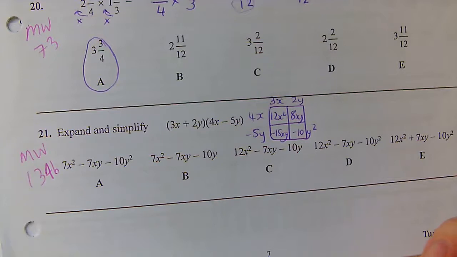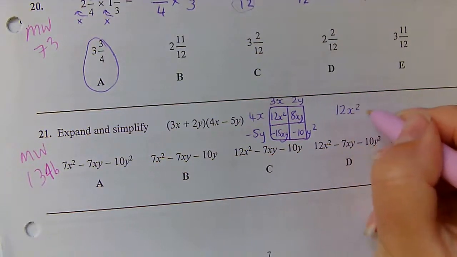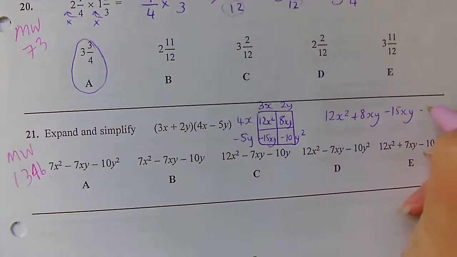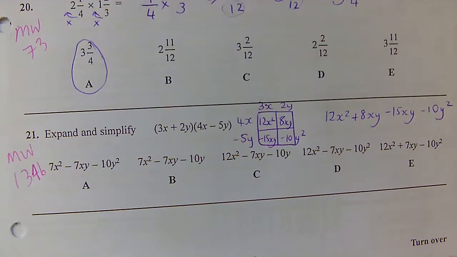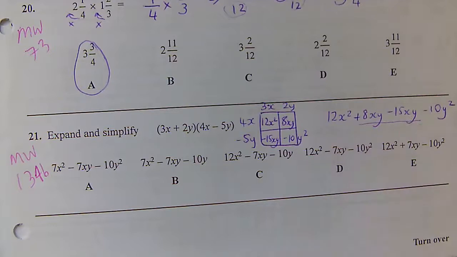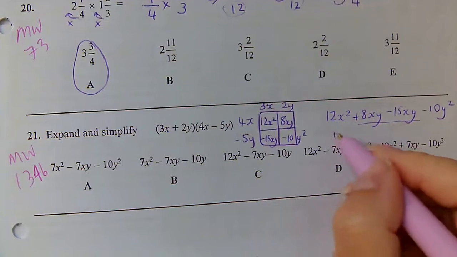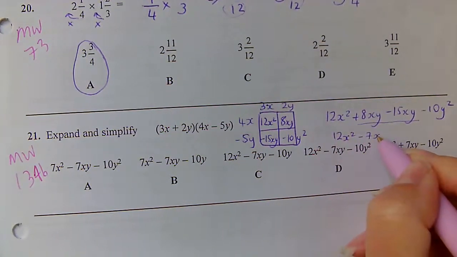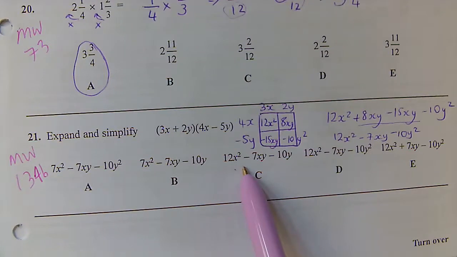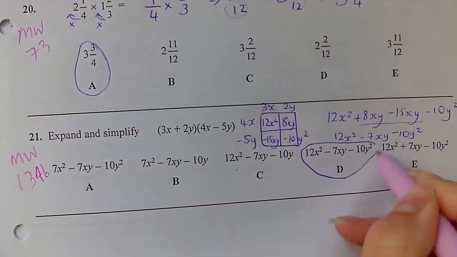That should all fit in the box, but I drew my box too small. So we've got 12x squared plus 8xy minus 15xy minus 10y squared. We can simplify this middle bit here. So we've got 8xy minus 15xy. So that's going to give me negative 7xy. So we've got 12x squared minus 7xy minus 10y squared. So let's have a look. So it starts with a 12. We've got a minus 7xy and we've got a minus 10y squared. It's going to be this one. Okay, what have we got next?